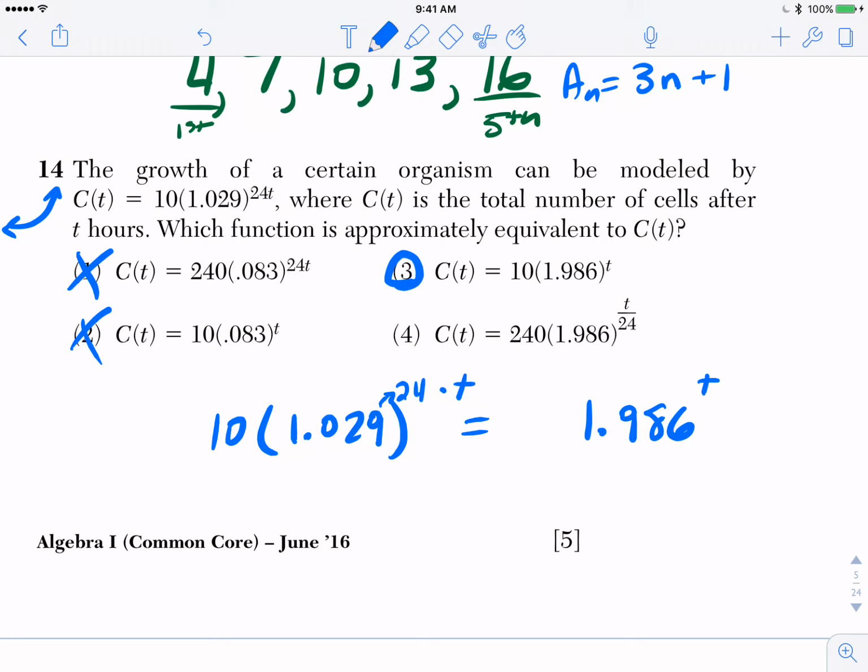Again, you're separating that 24t to 24 times t. You're breaking it apart in a weird way and evaluating what 1.09 to the 24th power is. You use your calculator there. It's 1.986. And that's your exponent rule for number 14.